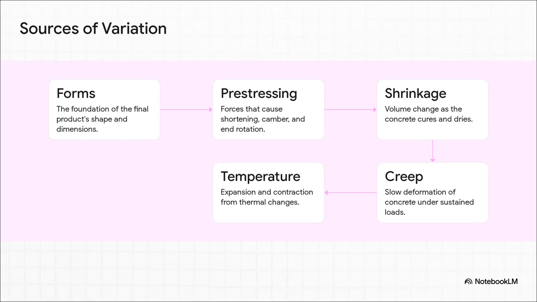According to TM-101, there are 5 main culprits we need to keep a close eye on. First, the forms themselves, then the powerful forces from pre-stressing. After that, you've got 3 things that are just inherent to concrete itself: shrinkage as it cures, long-term creep when it's under load, and finally, simple temperature changes.